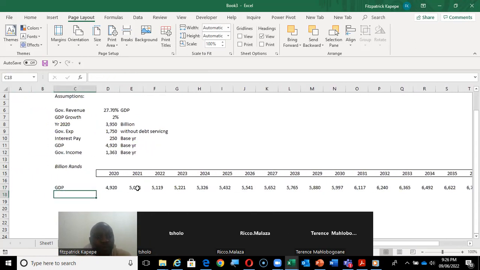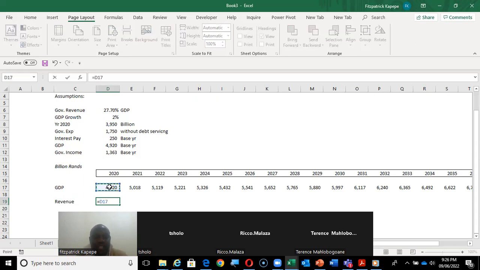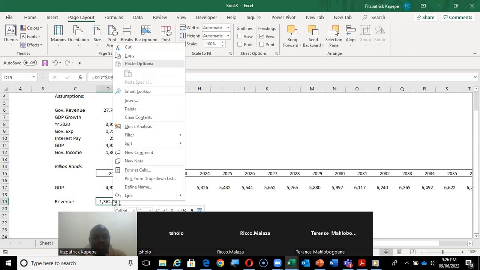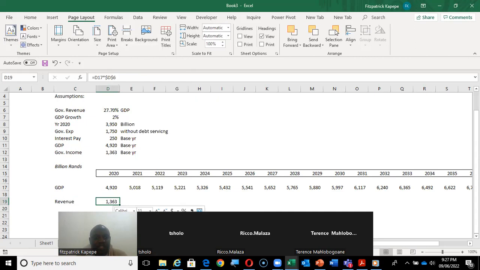Then we are told that the government revenue, we can come up with government revenue here. So the revenue shall always be 27.7% of GDP. That's what we have been told, isn't it? So we have this number here times 27.7. We are going to lock that number, which gives us this number. We can confirm whether this number is correct. This is the same number that you have here as government revenue. So it's okay.